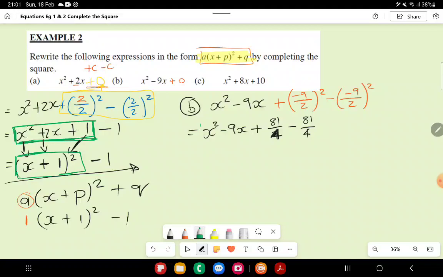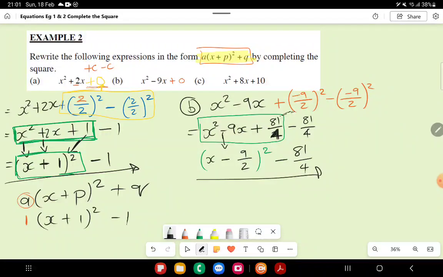So now I can use these three and create a bracket squared. And that is going to be x. I take this sign down, minus 9 over 2. Now notice these two are the same. So it ends up x minus 9 over 2 squared minus 81 over 4. Okay, so that will be my final answer, or you can try to convert that, but that's okay.